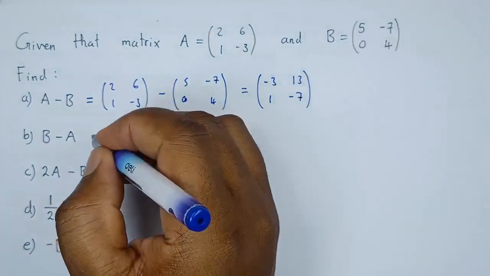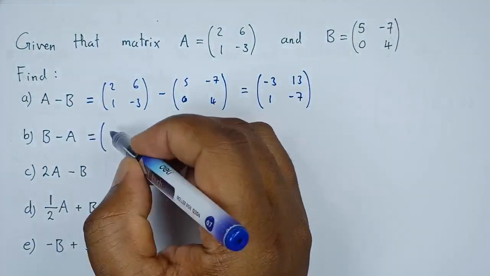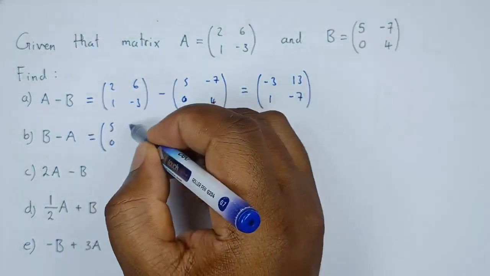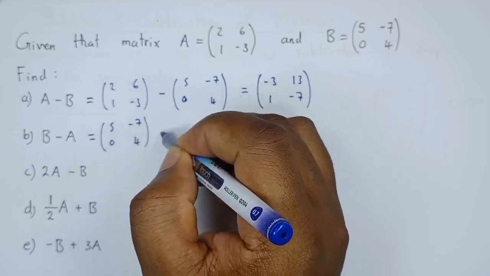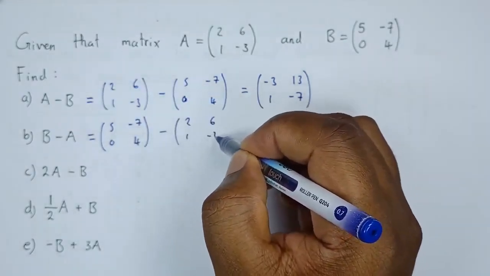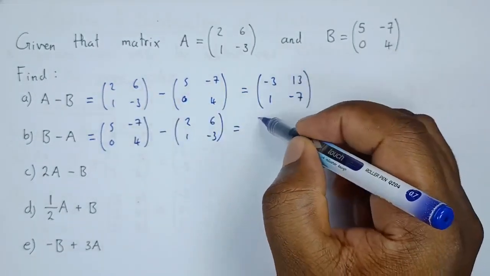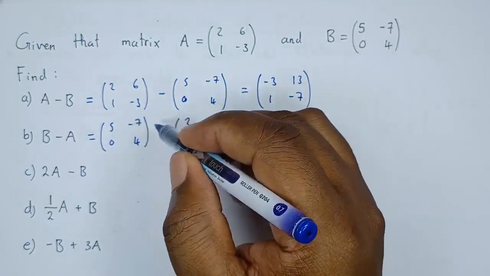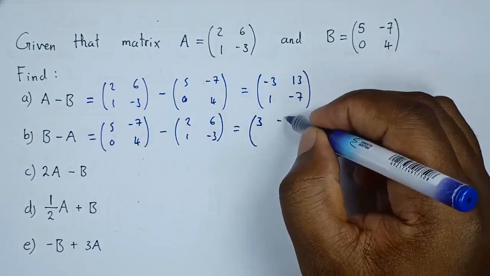Like that. Let's do the opposite. So we'll start with B. B is 5, 0, minus 7, here we have a 4. We subtract A, which is 2, 1, 6, minus 3. So corresponding values, 5 minus 2, we have a positive 3. Negative 7 minus 6, we have minus 13.